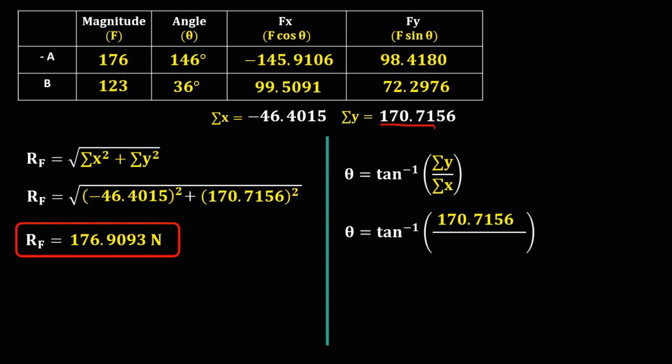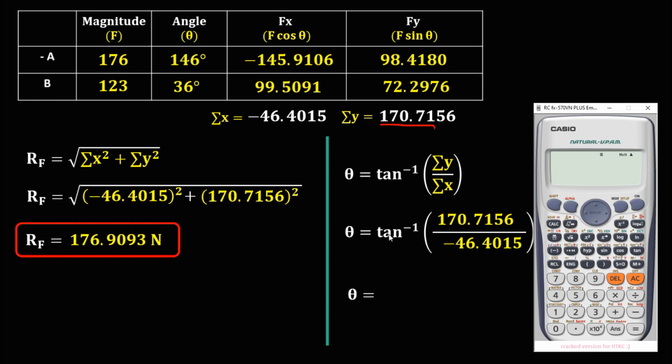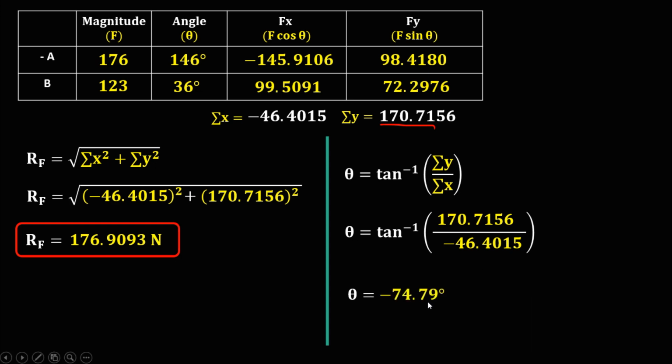Then to find theta, using this formula, we have the summation of y, that's 170.7156, and the summation of x, negative 46.4015. Then to find theta, for this inverse tangent, we have shift, then tangent, 170.7156, then divide by negative 46.4015, close parenthesis. So that's negative 74.79 degrees.